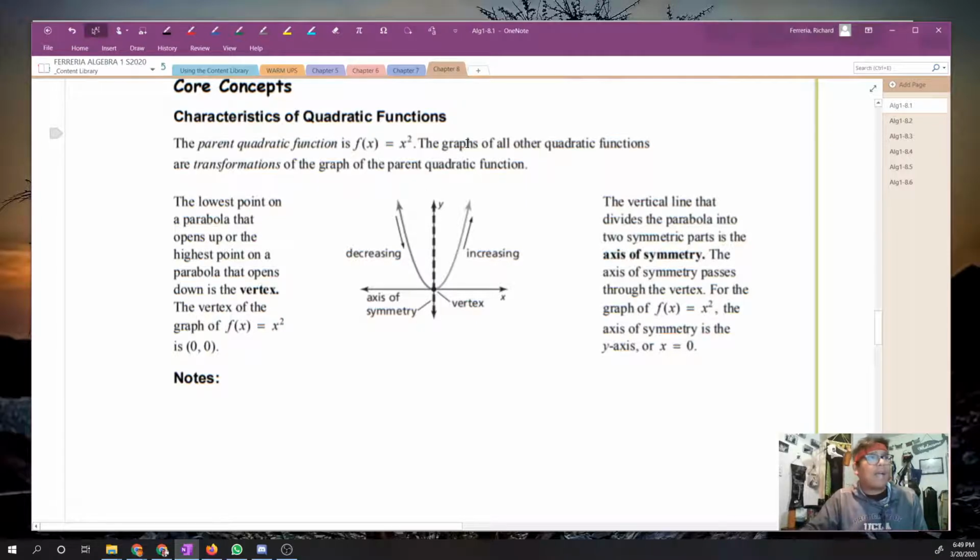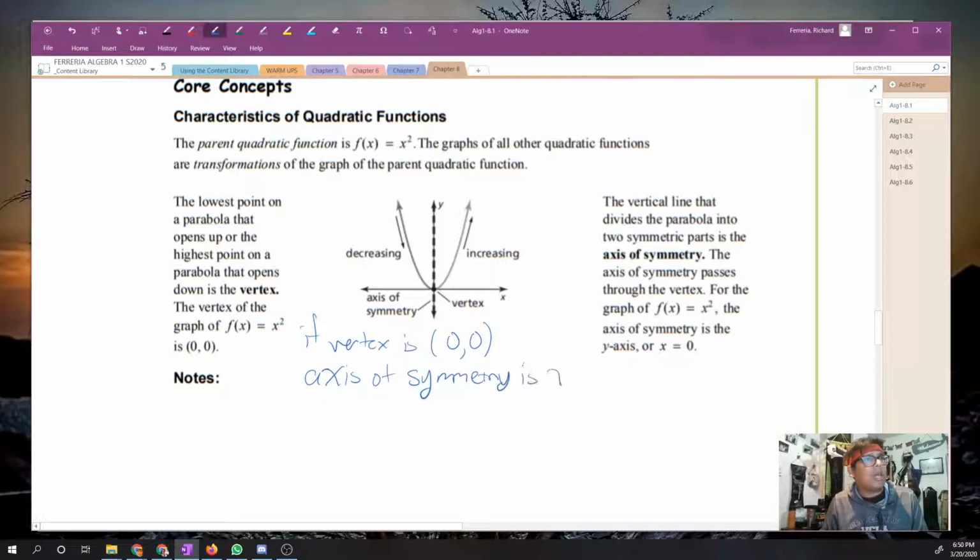This, the axis of symmetry: if the vertex is 0, 0, then the axis of symmetry is x equals 0. And guess where that 0 comes from? Yeah, that just comes from the x-coordinate of the vertex.